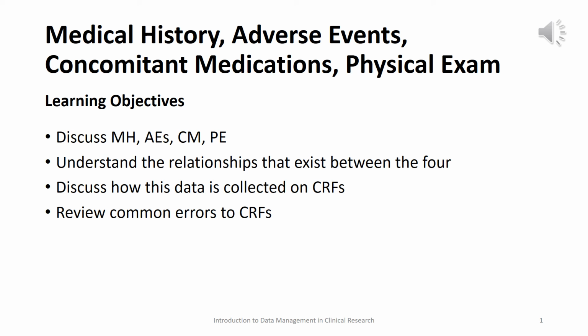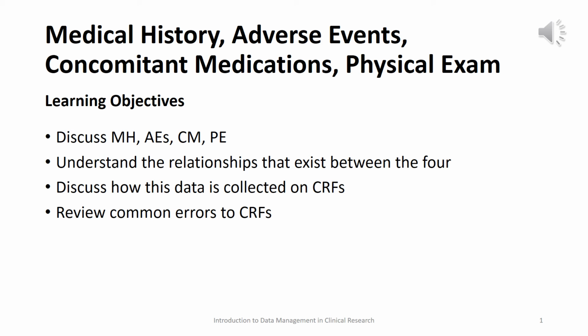In this next lesson, we're going to talk about medical history, adverse events, concomitant medications, and physical exam. These are four very important case report form pages that we see in almost every clinical trial. And I can tell you that probably anywhere from 35 to 40% of the data discrepancies or queries that you discover in a clinical trial probably is associated with these four pages.